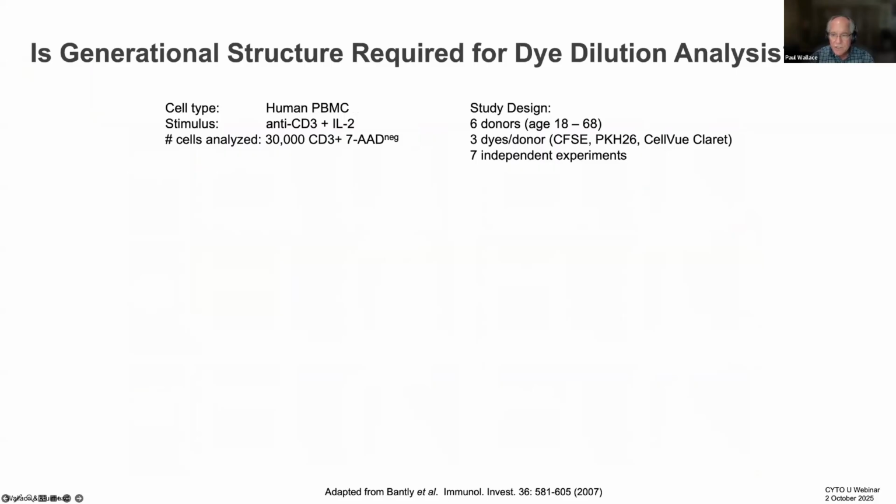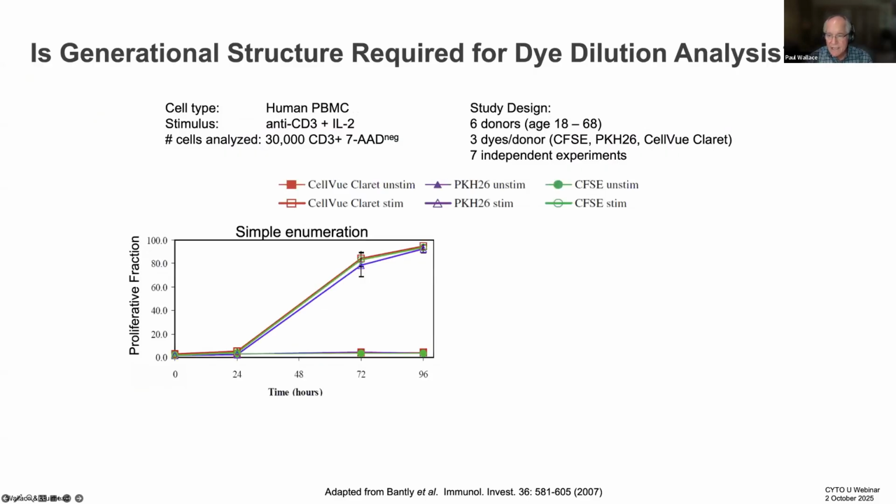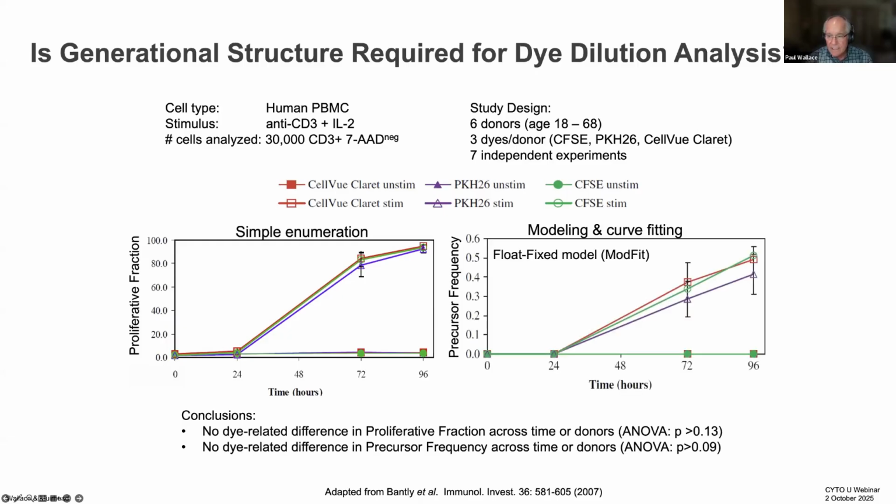Question: are distinguishable daughter peaks required for the dye dilution analysis? Based on the full data set from the study shown in the previous slide, the answer to this is no. The extent and kinetics of proliferation responses were comparable for all three dyes, both when the data were analyzed by simple enumeration, as reported by proliferative fraction, and when they were analyzed by modeling and curve fitting and reported as precursor frequency. As expected, all three dyes gave greater donor-to-donor variability when using modeling and curve fitting analysis.